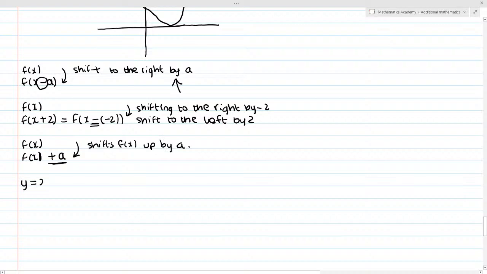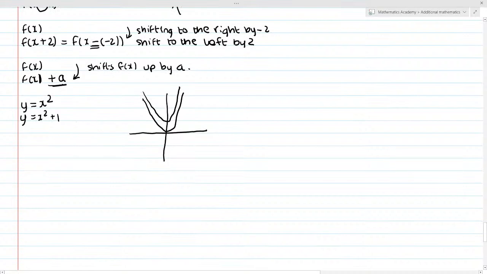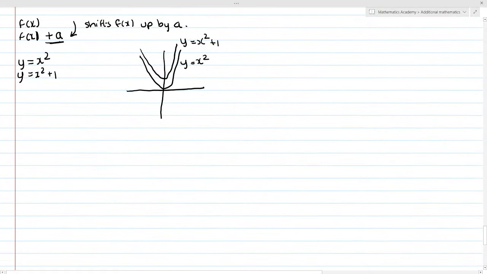And it's clear why that's the case, because if I have the curve y equals x squared, and I want to think about the curve y equals x squared plus 1, well, that's just the same as y equals x squared, but shifted up by 1. So this one is x squared, and this one is x squared plus 1. Alright, and now these are two transformations that we've seen. We've seen f of x plus a on the outside, and this is minus a on the inside.